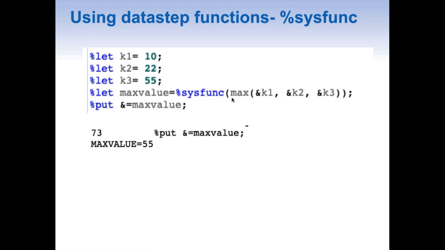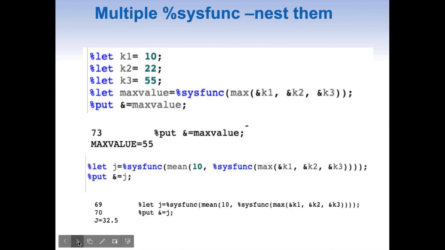for this max function. All I need to do again is add a %sysfunc, with parenthesis enclosed with the parenthesis. Now I am able to access the max function, and when I do the %put for this macro variable, I can see the value as 55. So in here we are able to easily access numeric functions of datastep also.